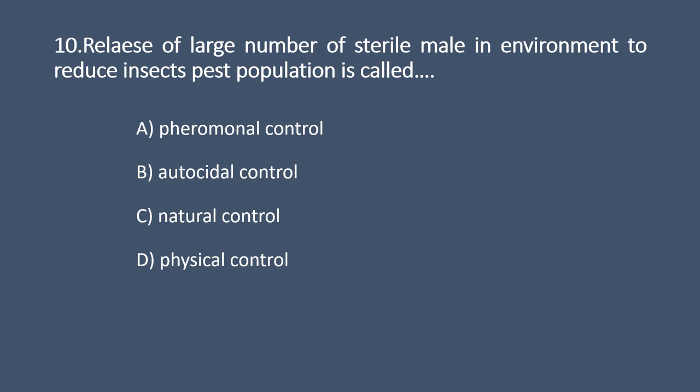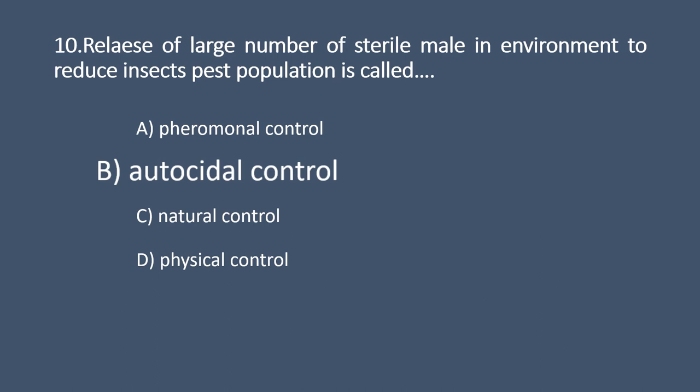In physical control, we use the intensity of light, superheating, supercooling, then X-rays, gamma rays, infrared. Here, the question is release of a large number of sterile males in the environment to reduce the insect pest population. The correct option is autocidal control. If we want to control the mosquito population, we can use this autocidal control. Here we release the sterile male in the environment to control the insect pest population.